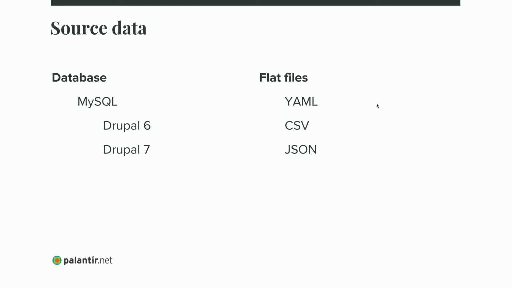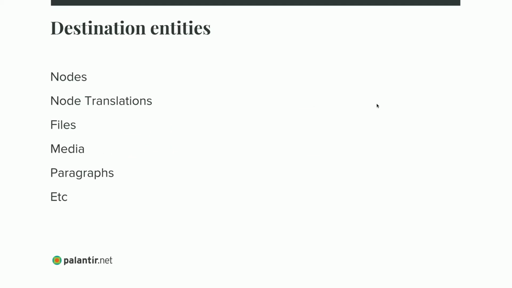So what does that look like? So your source, what we mean by source data, it could be a source database. Drupal 6 and 7 databases are very well supported. It could be a set of flat files or some combination of all these things. So YAML files, we're pretty used to dealing with in Drupal 8. You can use CSV files, JSON files, pretty much anything that you want.